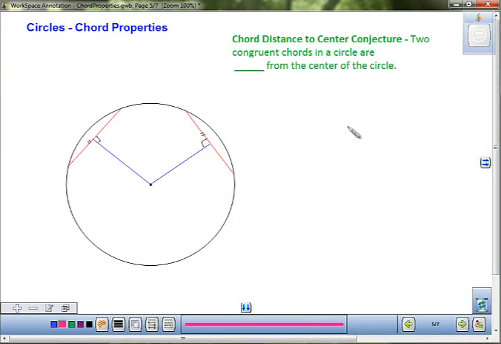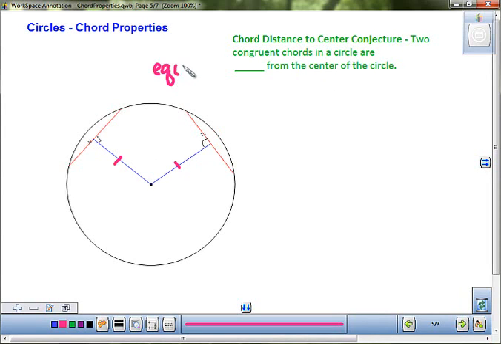The chord distance to center conjecture states that two congruent chords in a circle are blank from the center of the circle. So notice these two red chords are congruent in length. If I were to measure the distance from the radius perpendicular with those, that's going to be an equal distance. So they are equidistant from the center of the circle. And that's when we draw them at a 90-degree angle.